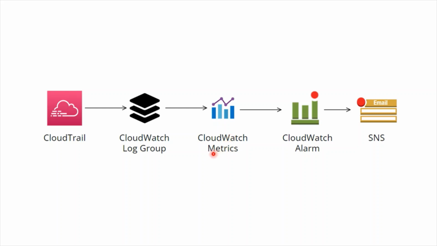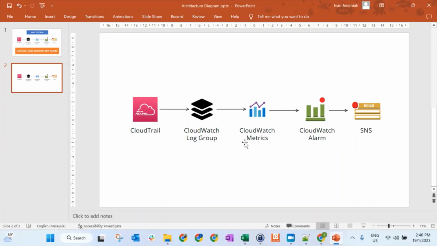So we will have a filter on this log group. We will filter the log so that it becomes a metric. Let's say when someone is detected logging in to the AWS console without using MFA, then it will trigger the alarm. So we also need to create this alarm, and when it is triggered, it will send an email using SNS. Okay, I will show you how to set this up.